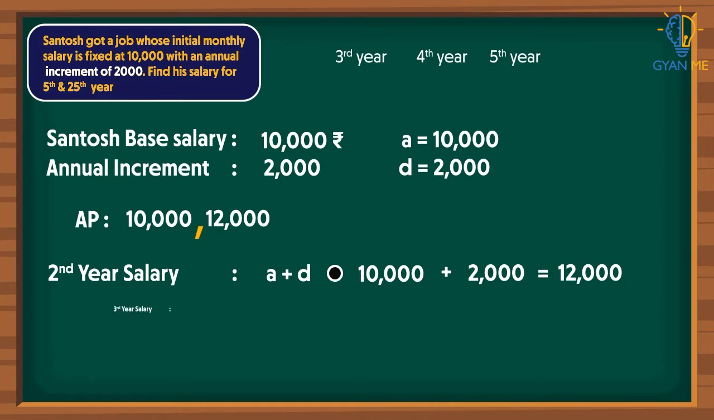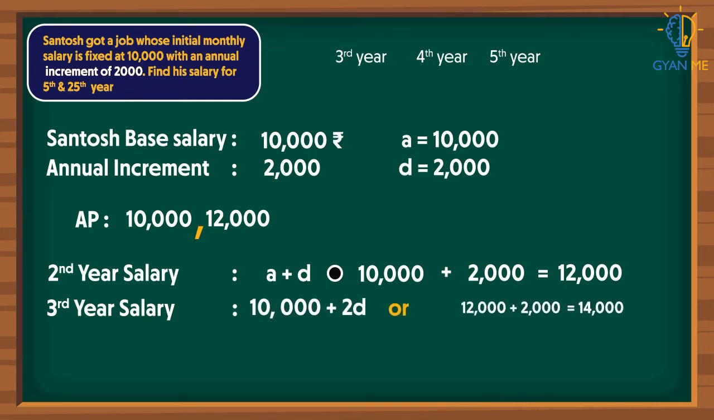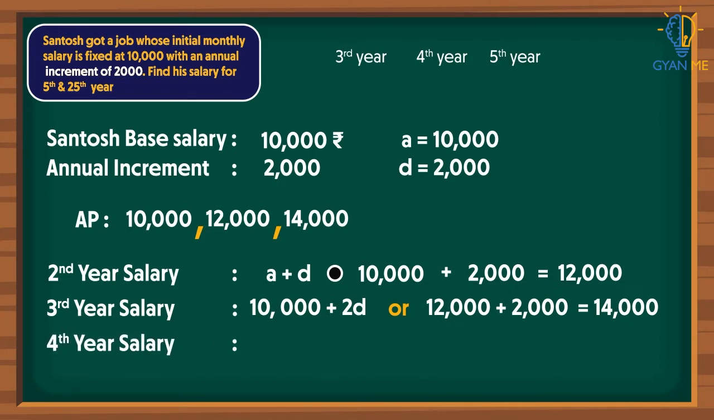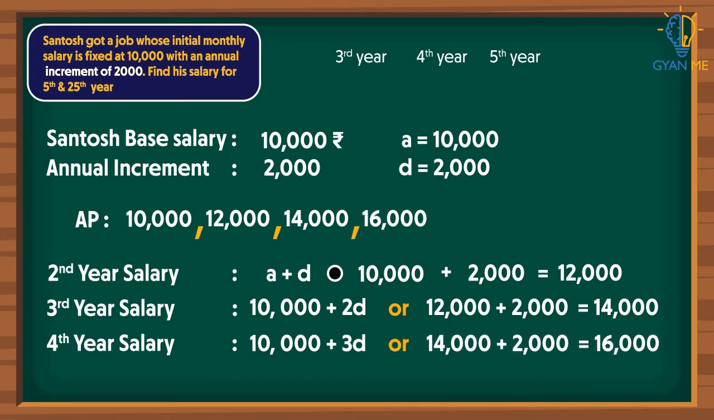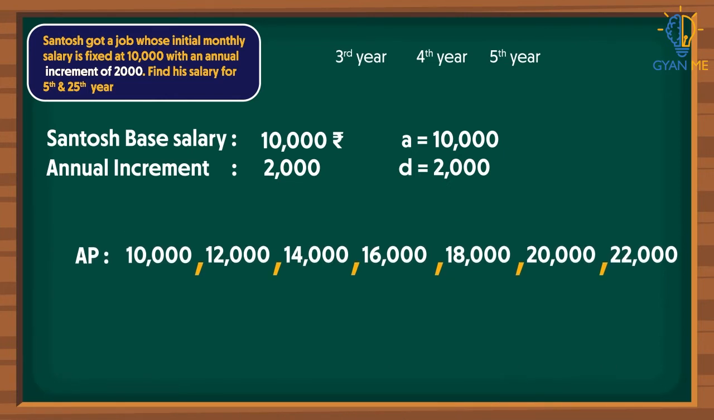As you can see here, we can write the 3rd year's salary of Santosh as 10,000 plus 2D, or 2nd year's salary, that is 12,000 plus 2,000, that is common difference. Similarly, for 4th year, it will be 10,000 plus 3D or 14,000 plus 2,000. And so on we can write for 5th, 6th and 7th year. So here we got our first answer, that Santosh's salary for 5th year is 18,000.